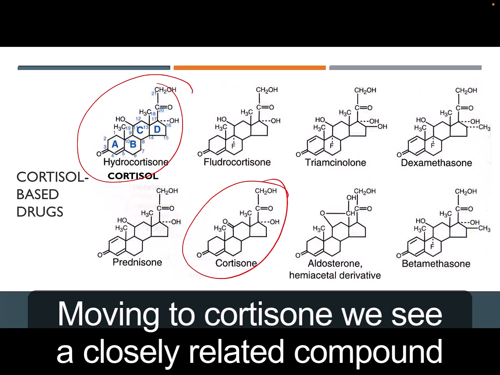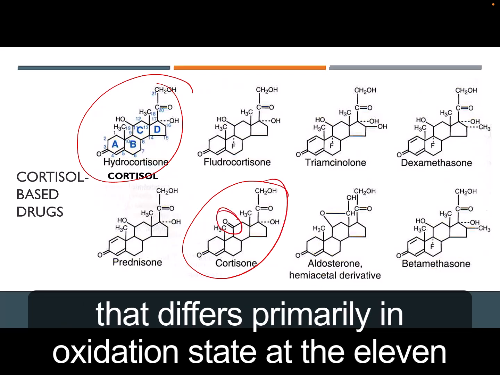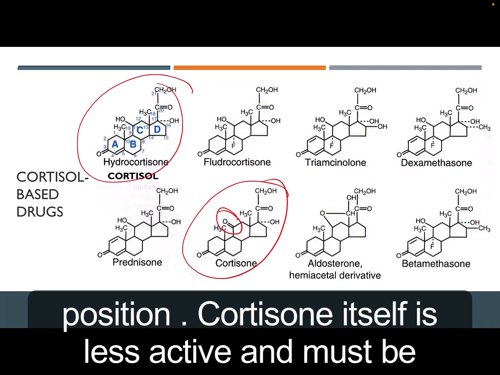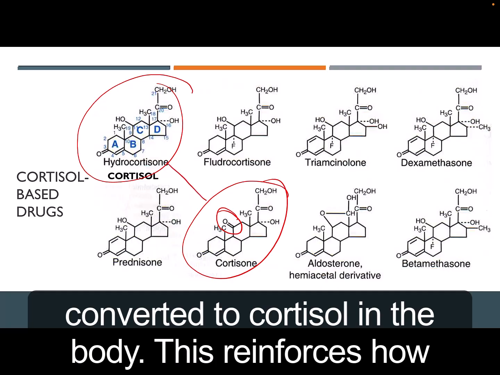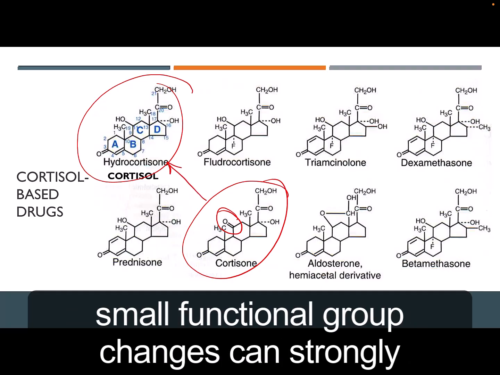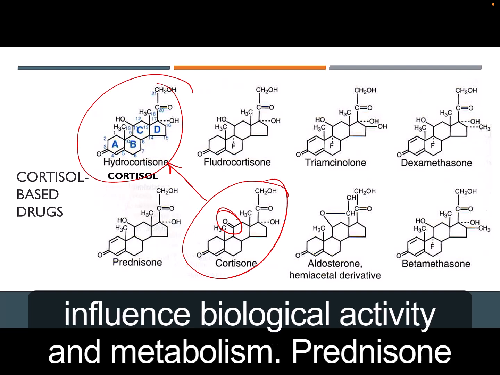Moving to cortisone, we see a closely related compound that differs primarily in oxidation state at the 11 position. Cortisone itself is less active and must be converted to cortisol in the body. This reinforces how small functional group changes can strongly influence biological activity and metabolism.